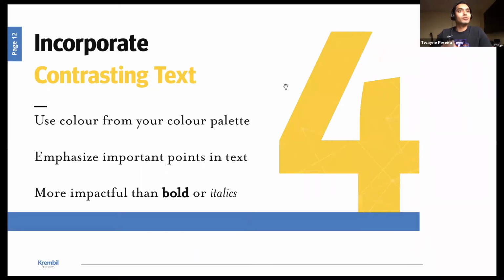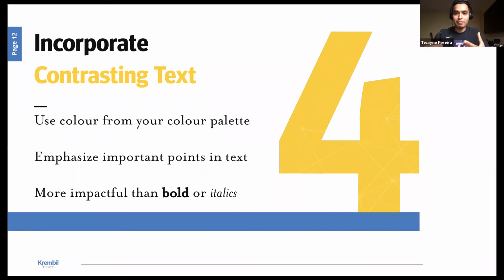The next two tips are going to be about text. What you can do is incorporate contrasting text. You'll see on some of my slides, the important point that I want to make is always in an accent color or a different color than the rest of the other text on the slide. So the nice thing is it can emphasize important things.